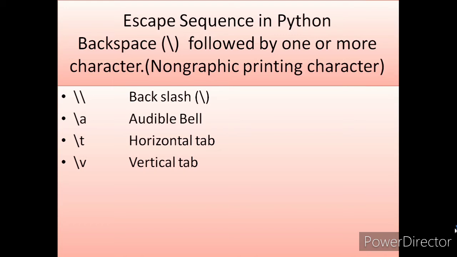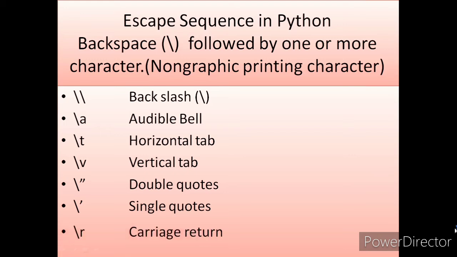Then we have slash v. Slash v is known as the vertical tab. Then we have slash double quotes. If you want to print double quotes, I will use it along with a slash. Then if I want to print a single quote, again I will use it along with the slash. So these all are the non-printing characters. Slash is a non-printing character.